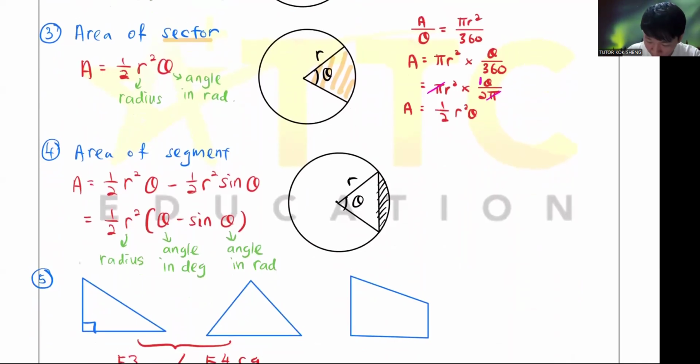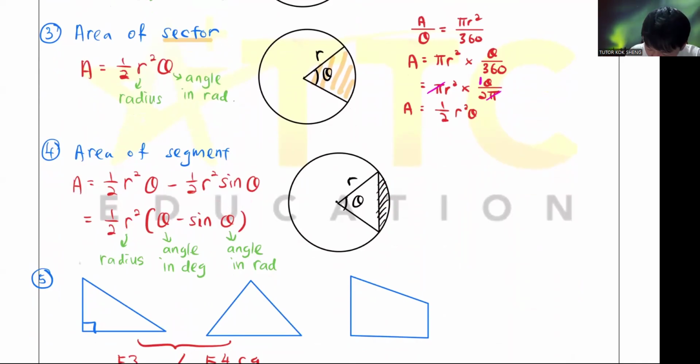Next part, segment formula. Okay, segment, right? You can see the picture here. Segment is this part. You can say it's like the pizza, the bread, the roti, the bread of the pizza, the one that is not nice. So the formula here is you're using the sector area again, sector area minus the triangle.